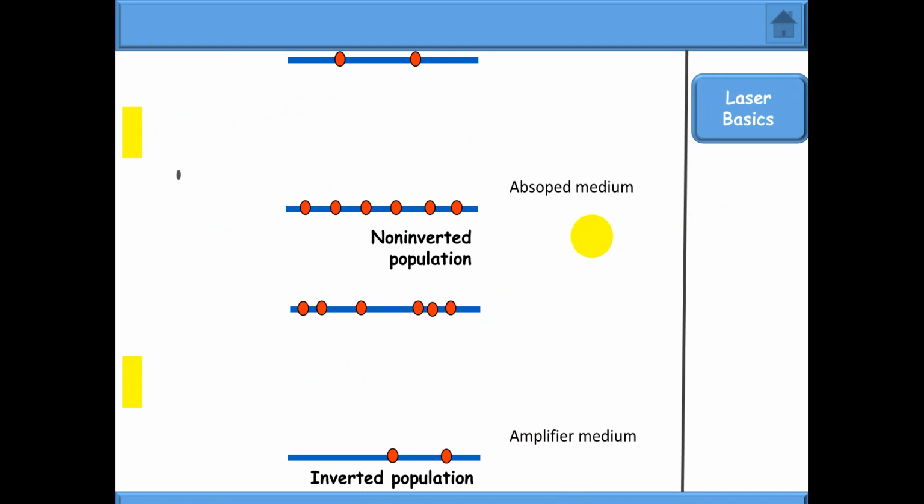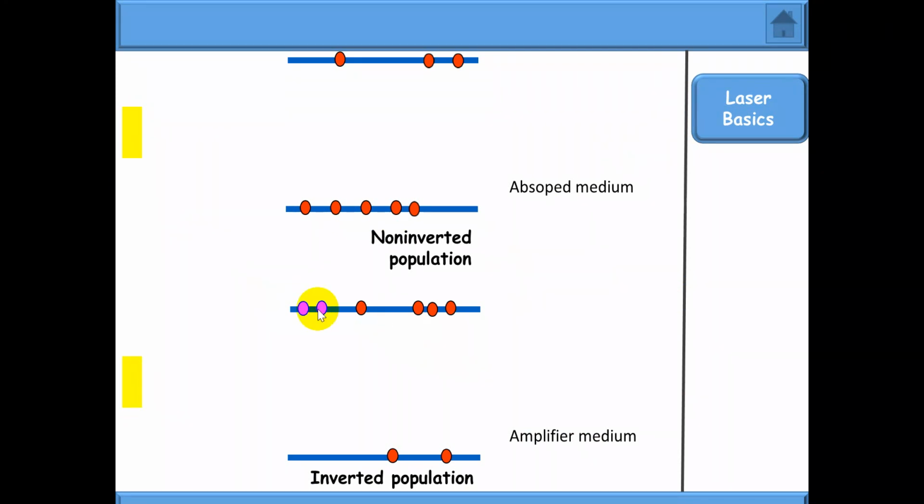You know, in our ordinary states, the population is not inverted. Atoms can absorb photons, and so the light is attenuated.